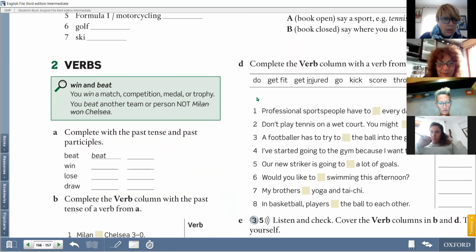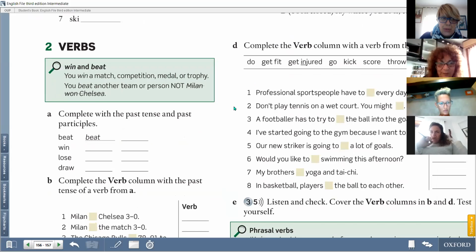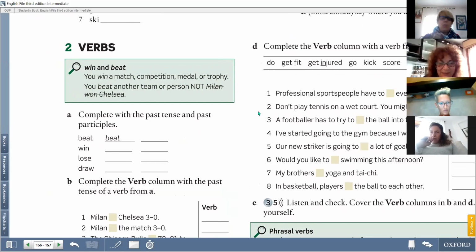Now let's do it with verbs. Verbs always related to sports. We're always thinking about sport vocabulary. So the difference between win and beat. Antonella, could you please read me this green box, please? Win and beat. You win a match, competition, medal, or trophy. You beat another team or person.